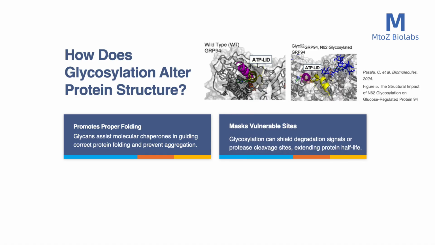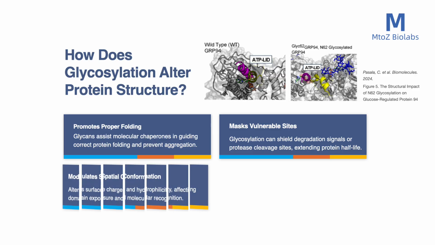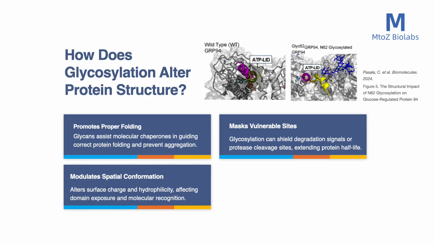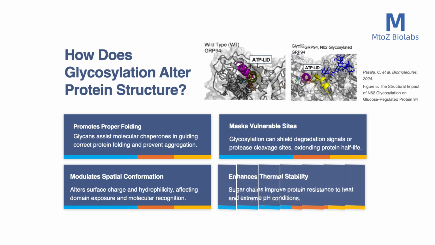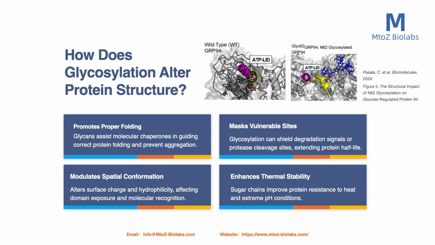Glycans can also mask or expose key structural regions, altering how proteins interact with other molecules. For example, they may shield protease cleavage sites, increasing resistance to degradation, or help expose active sites for better recognition. Additionally, glycosylation improves thermal and pH stability, making proteins valuable in recombinant expression and drug development.